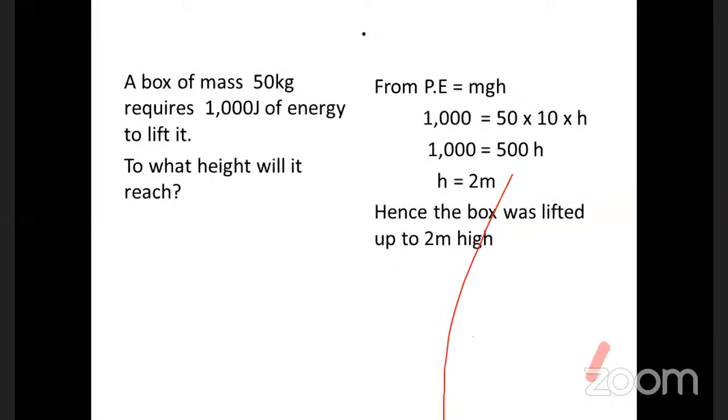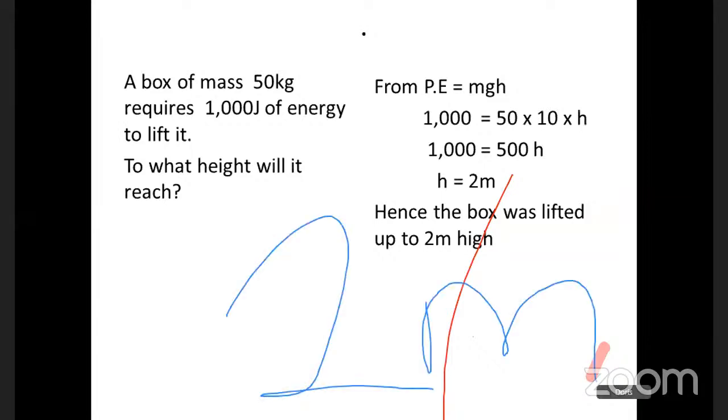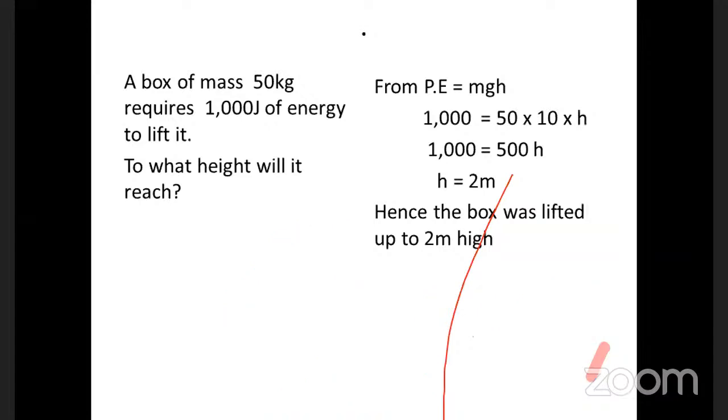2 meters. Yes. So you see, in the first step, we had to put the formula. In the second step, we had to substitute. After substituting, we came up with the answer with the unit. So the answer is with the unit. So you can see there are 3 steps when it comes to calculations in physics. First one is the formula, then substitution, and the last one is the answer.